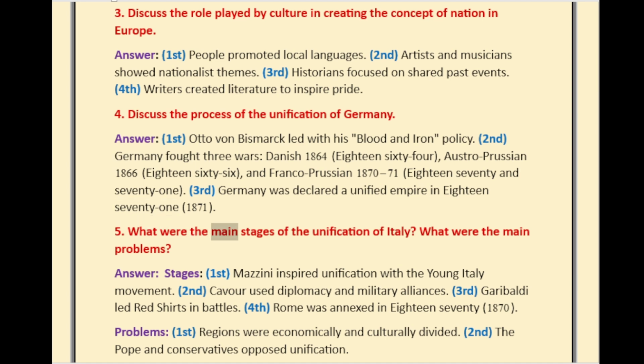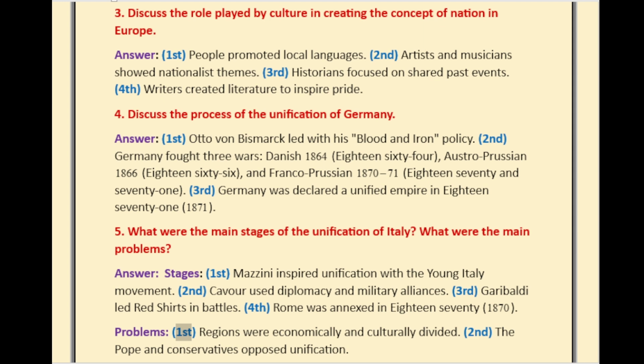5. What were the main stages of the unification of Italy? What were the main problems? Answer. Stages. First, Mazzini-inspired unification with the Young Italy movement. Second, Cavour used diplomacy and military alliances. Third, Garibaldi led red shirts in battles. Fourth, Rome was annexed in 1870.